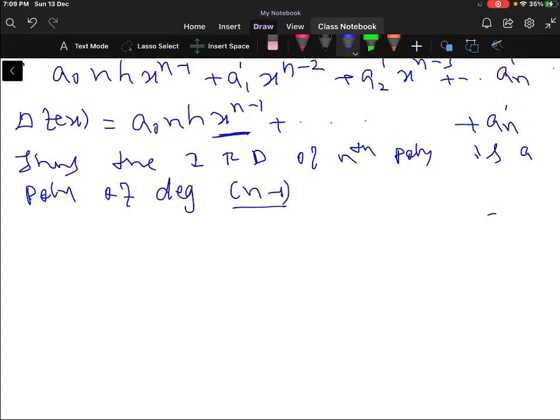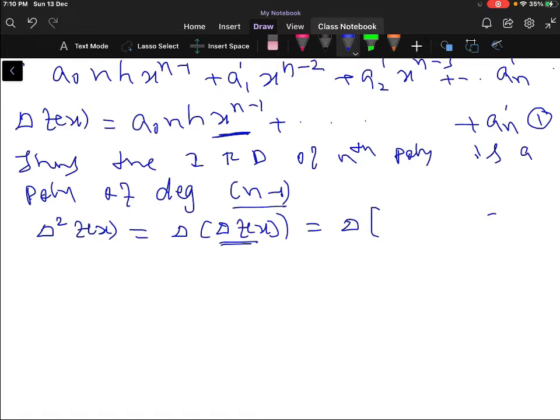Then consider the second forward difference, that is delta square of f of x, that is equal to delta of delta of f of x. So you know delta of f of x is given by the equation 1. So this can be written as delta of f of x plus h minus f of x, where delta of f of x is f of x plus h minus f of x.